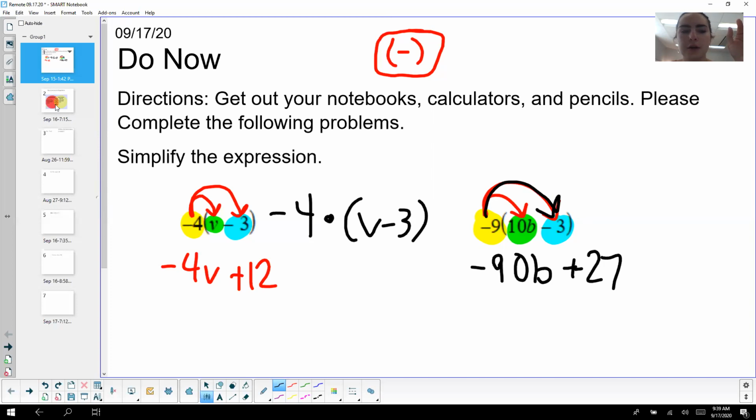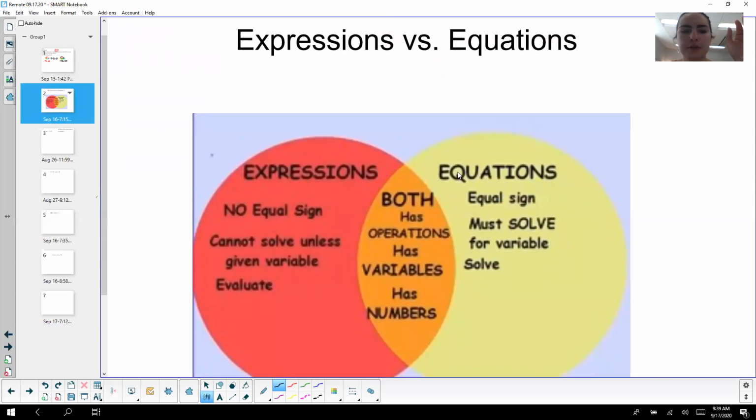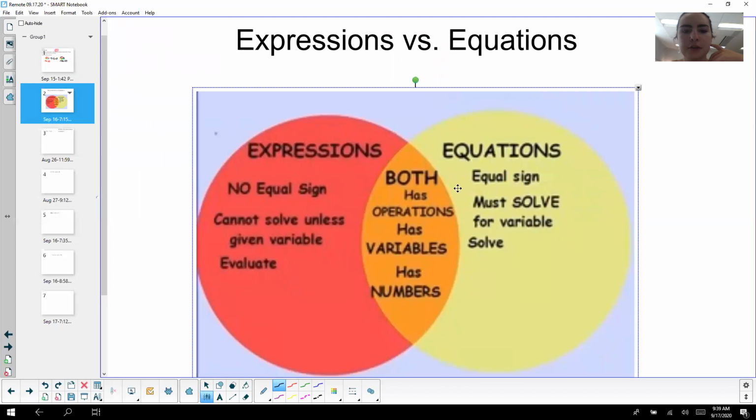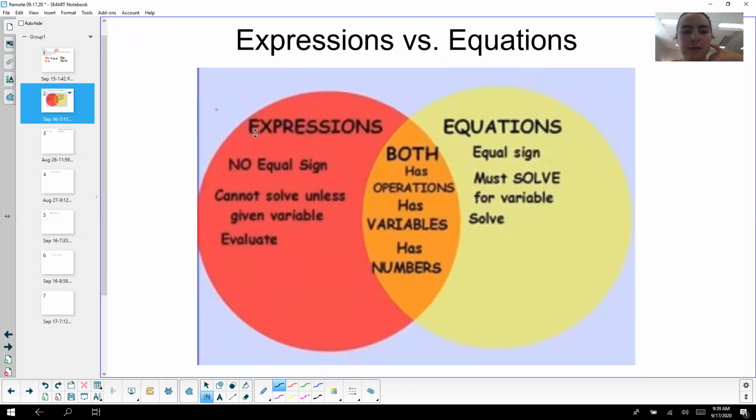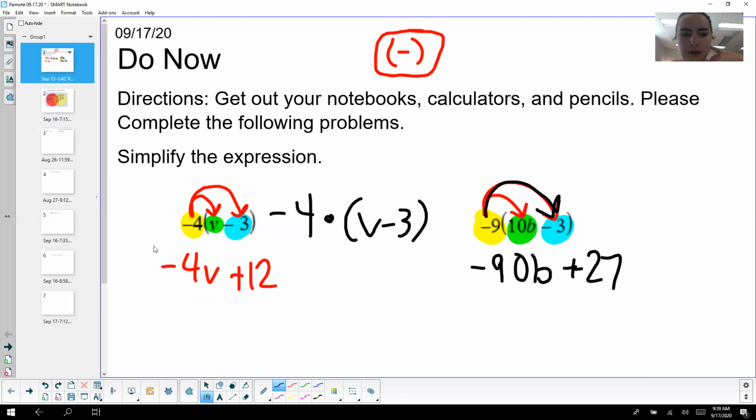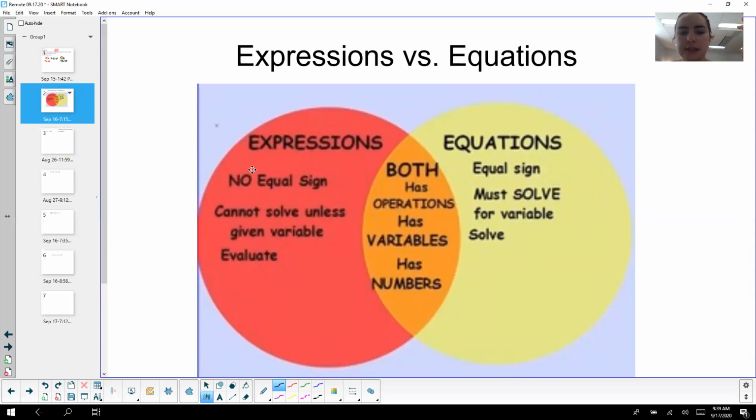All right. I'm going to go ahead and go over this. So I've got expressions versus equations. An expression is what we just did. So these over here where there's no equal sign, something like -4v plus 12. 2 plus 2 is an expression. 2 plus 2 equals 4 is an equation because there's an equal sign.